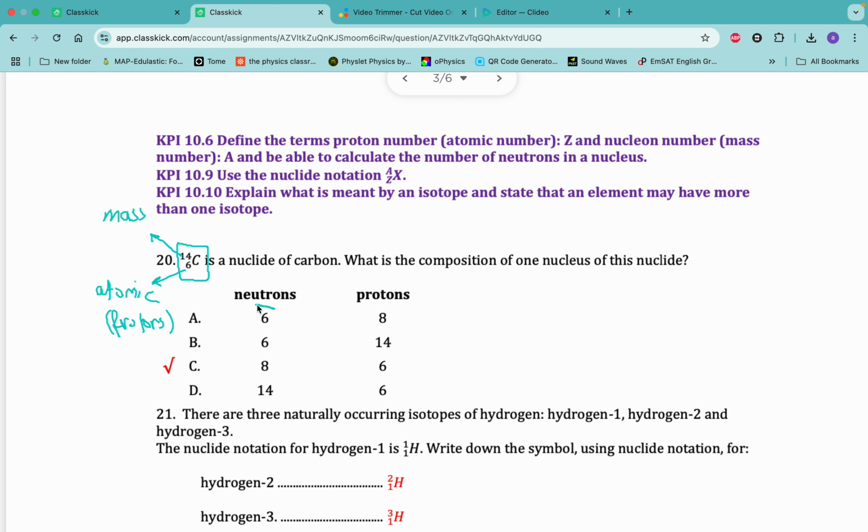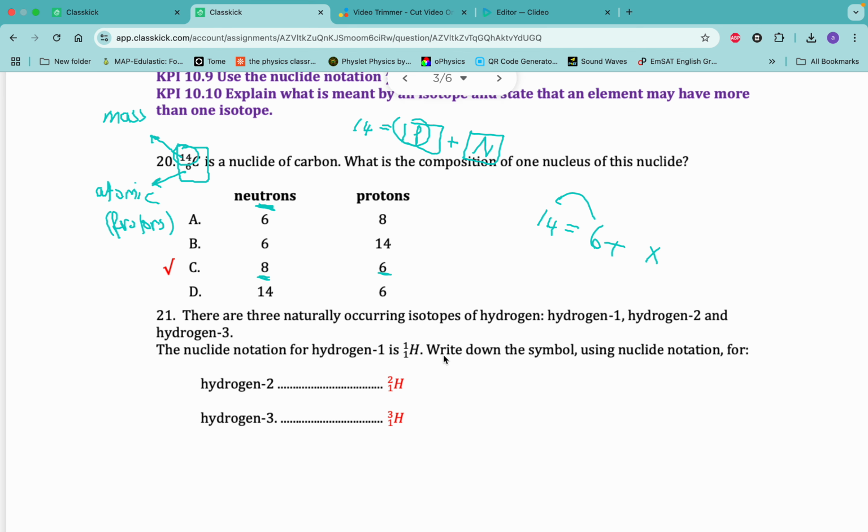Of course, for the neutrons, we need to know the number of neutrons. This 14 is equal to the number of protons plus the number of neutrons. How to know the number of protons? Which is here 6. So 14 is equal to 6 plus x, which we don't know, and by subtracting we get 8, while protons are 6. We have no problem here.